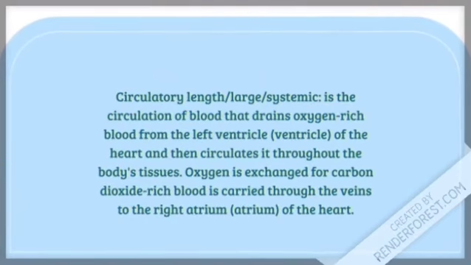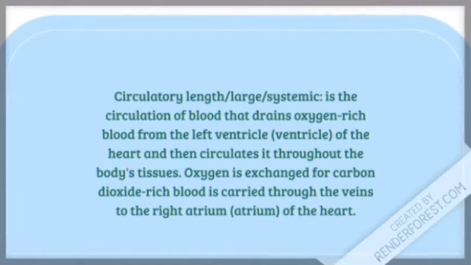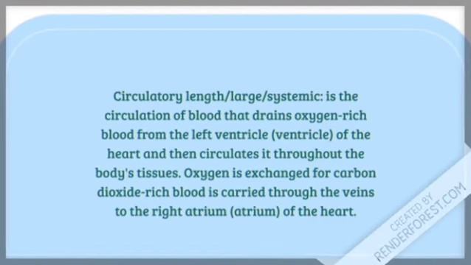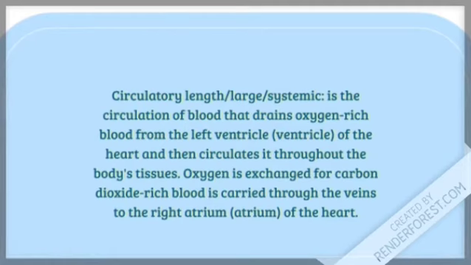Long, large, or systemic circulation is the circulation of blood that drains oxygen-rich blood from the left ventricle of the heart and then circulates it throughout the body's tissues. Oxygen is exchanged for carbon dioxide in body tissues. Then the carbon dioxide-rich blood is carried through the veins to the right atrium of the heart.